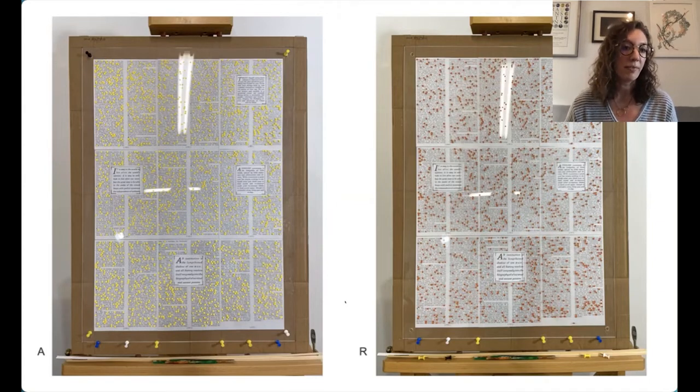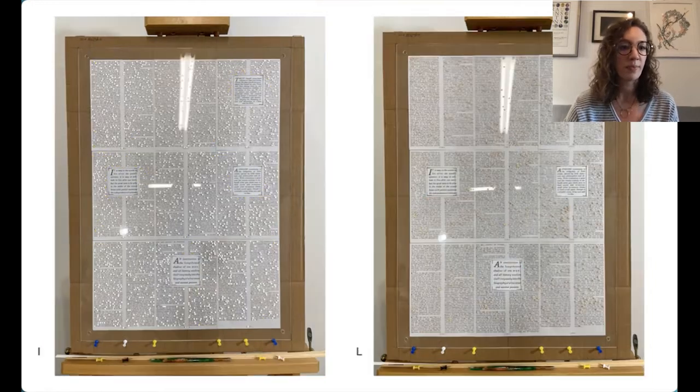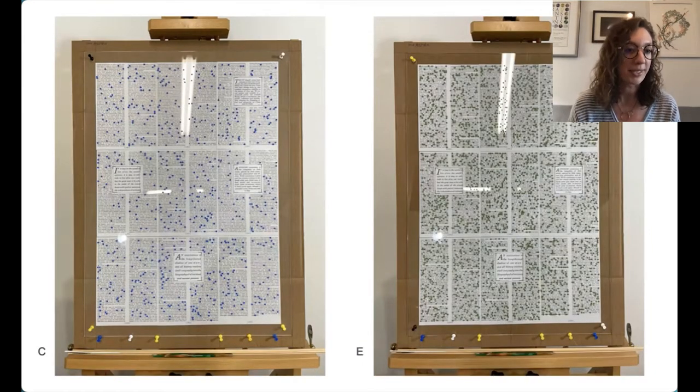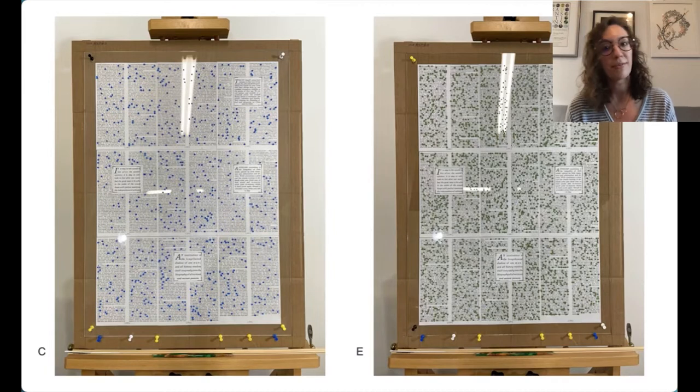So the image on the left shows you all the A's that are dotted over top of one layer of plexi. The image on the right is the letter R that's dotted throughout that entire essay. And it's the same essay every single time. This is to show you the frequency of I that's dotted on the left, and then you can barely see it, but that's the letter L on the right. And then the lower frequency of C on the left and the high frequency of E on the right in green.